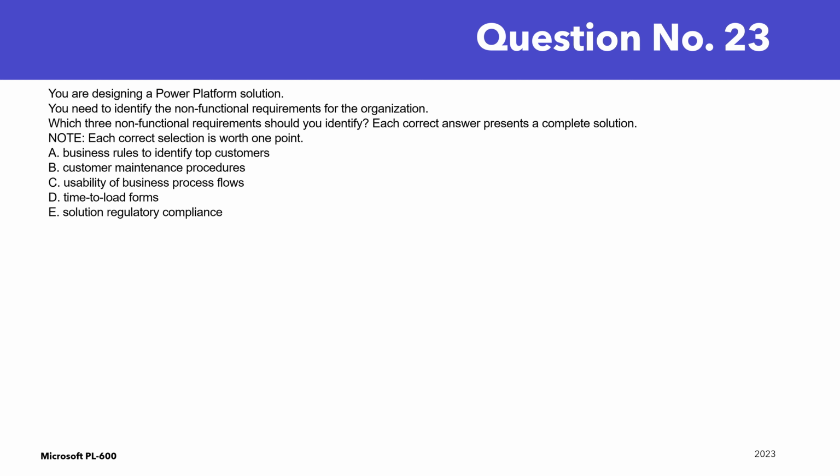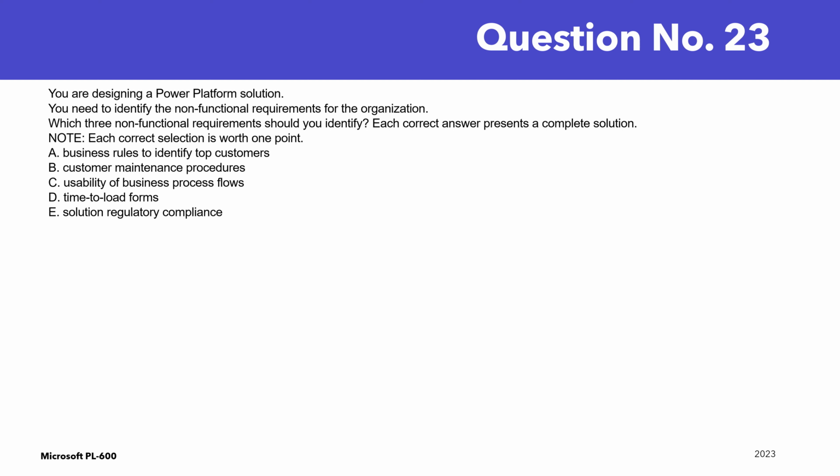You are designing a Power Platform solution. You need to identify the non-functional requirements for the organization. Which 3 non-functional requirements should you identify? Each correct answer presents a complete solution. Note: each correct selection is worth 1 point.